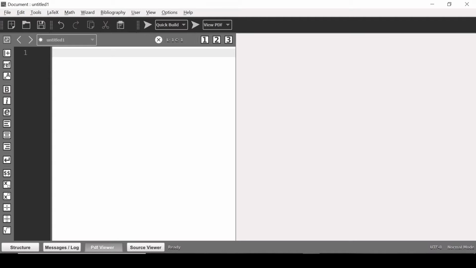Welcome to the second tutorial of LaTeX. In the first tutorial, we talked about Overleaf and some basics of LaTeX. In the second tutorial, we will talk about some common mathematical notations and equations.